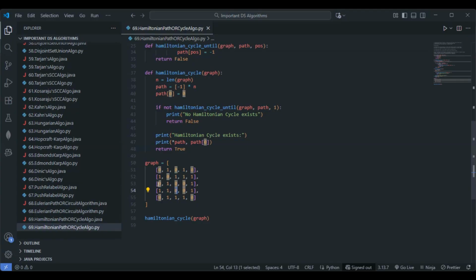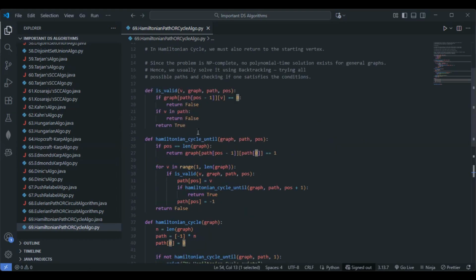So before running the code, let me explain the algorithm once so that we don't forget. Now first we have the isValid function here. So what it does, it checks two conditions. Just remember this: whether the current vertex is connected to the previous vertex or not, and not already included in the path. So these two conditions will be checked by the isValid function, right? So next let's come to the Hamiltonian cycle until, right? So this one, we are making use of the recursion here, right?